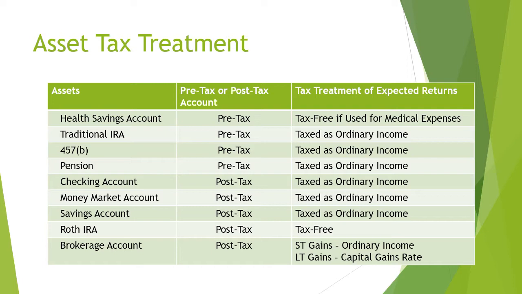The next section shows the post-tax accounts, which mean that you place money in these accounts after taxes are taken from your paycheck. Your checking, money market, and savings accounts are also taxed when earnings are added. On the other hand, your Roth IRA returns will be withdrawn tax-free. Finally, your brokerage account will either be subject to ordinary gains when you have gains from holding a position less than 1 year, or capital gains if they are held longer than 1 year.